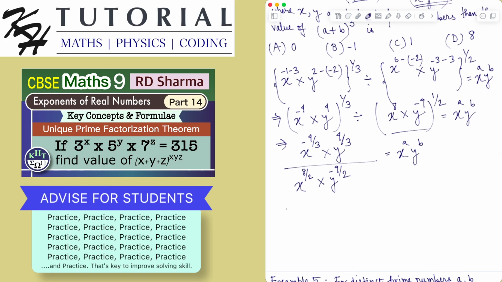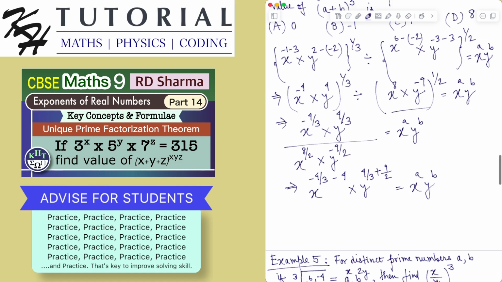Again simplifying, applying the laws of exponents and gathering the similar powers of similar bases, x and y, I have on the left hand side x to the power minus 4 by 3 minus 8 by 2, which is 4, multiplied by y to the power 4 by 3 plus 9 by 2, is equal to x to the power a multiplied by y to the power b. Okay.